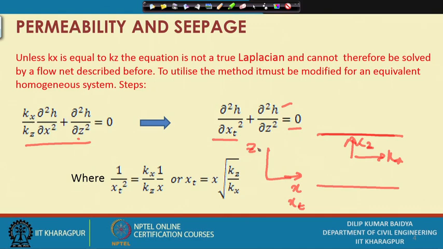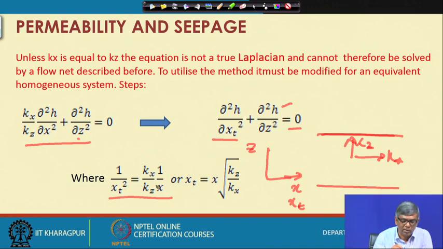Now, what is x_t? In what way is it different from x? That is to be seen. While doing this, we have substituted 1 by x_t square equal to k x by k z into 1 by x square, only then could we get that. And what is x_t in relation to x? x_t equals x into under root k z by k x. So, I can keep the vertical direction unchanged, but the horizontal dimension x I can convert into x_t.